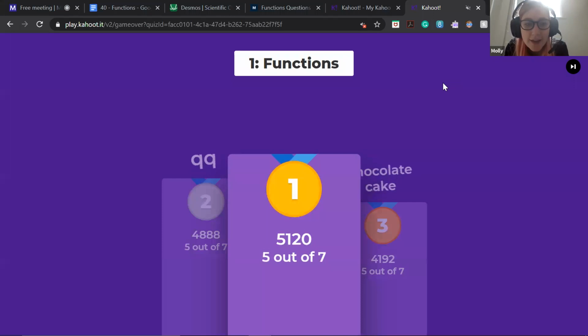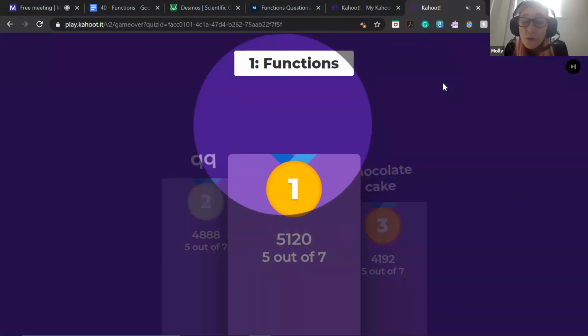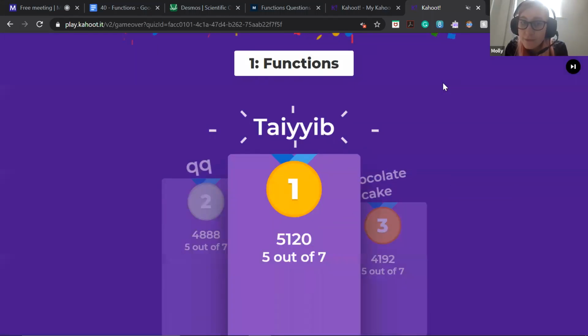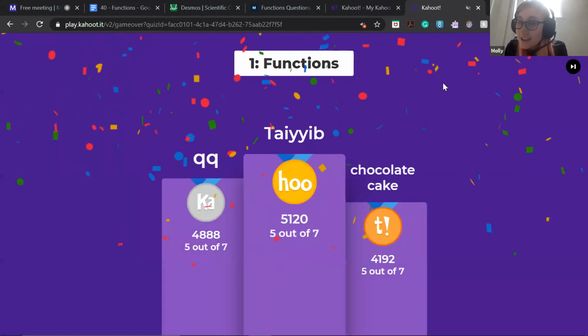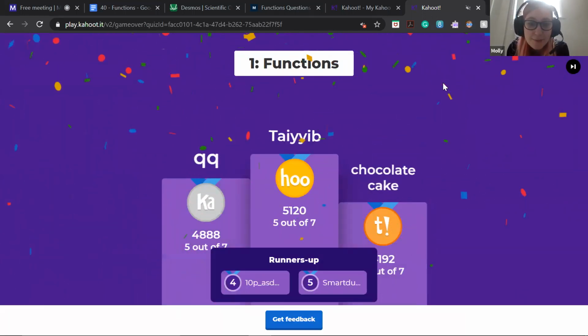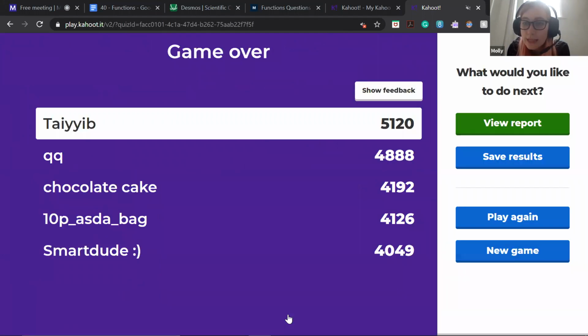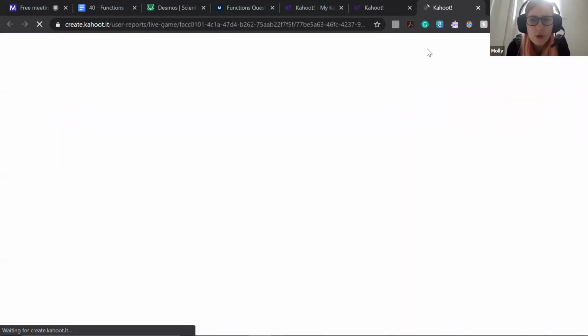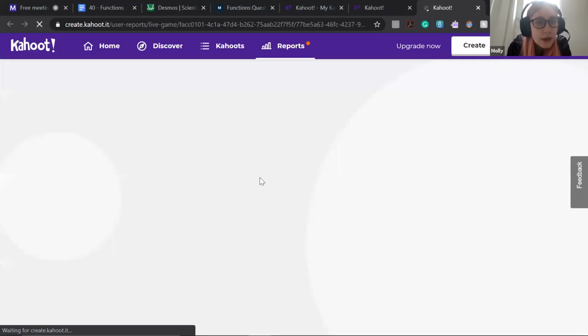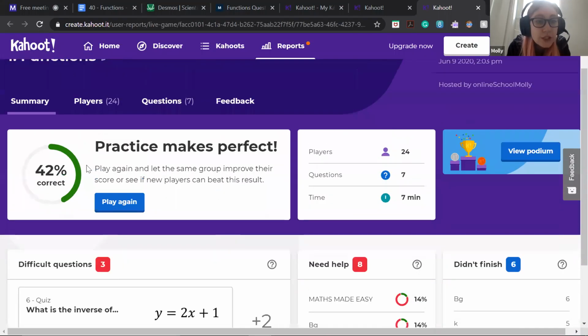So chocolate cake in third, QQ in second, all getting 5 out of 7, which is either some very good guessing or you already have good knowledge of this. And Taib in first there. Okay, so let's have a look at the overall percentage for that. It was 42%. That's not that bad. I'm pretty sure I've said before in uni, 40% is a pass. So that's pretty good. But we'll see if that goes up by the end.